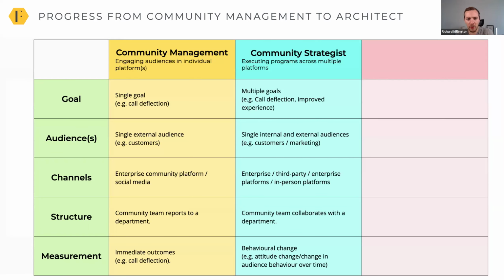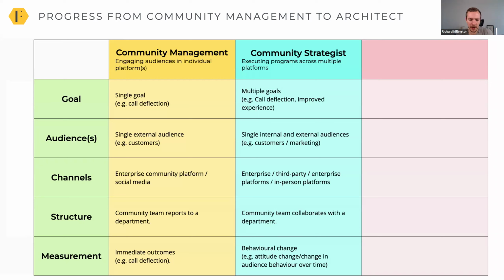At the strategist role, this is usually where someone is executing programs across multiple platforms, not just a single community. But often they have call deflection, they're improving the experience. At the audience level, they might be talking to internal and external audiences as well, using a multitude of channels, and then having a structure where the community team collaborates with the department.